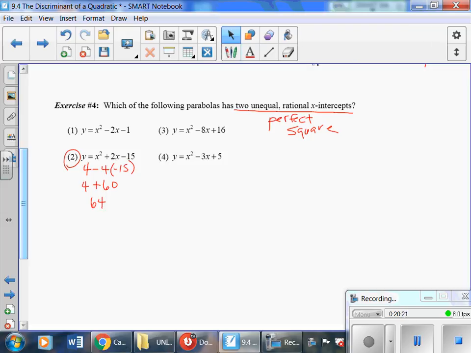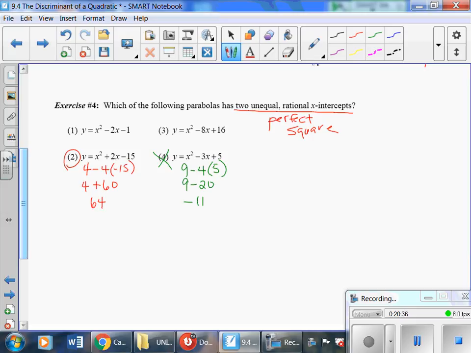You would check this one over here and say b squared, which is 9, minus 4 times a times c. This is 9 minus 20, which is a negative 11. Of course, that's going to give you imaginary roots, and we know that's not the answer. And that's how you would go about finding which one of these is the correct answer. Or you could do the entire quadratic formula out on all of them, which would take a little bit longer, but you'd still get the right answer, hopefully.